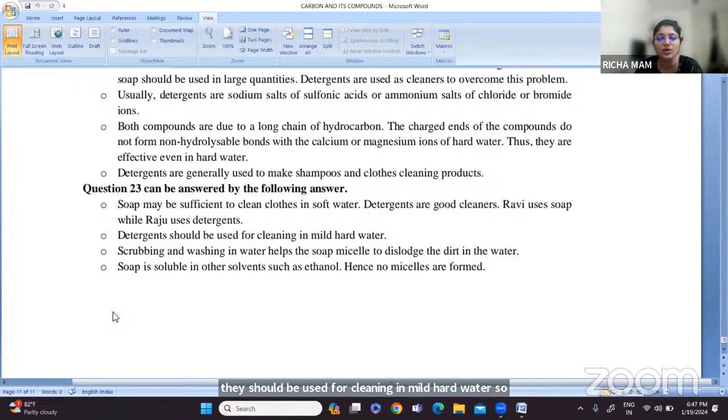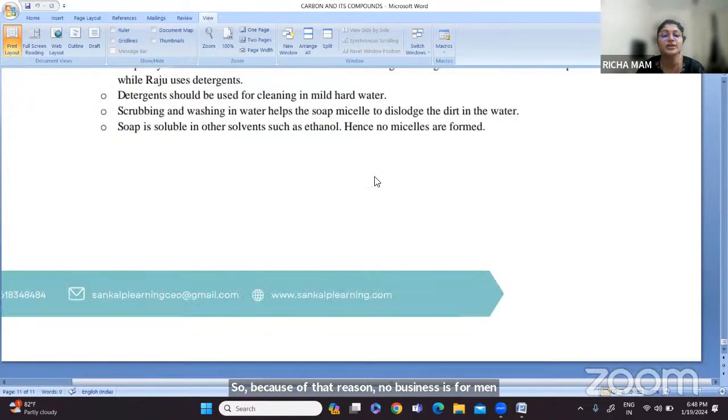Scrubbing and washing in water helps the soap micelles dislodge the dirt in water. When you wash clothes, you scrub it and wash it, and because of the micelle formation, whatever dirt is associated gets cleaned off. Soap is also soluble in other solvents, like alcohol, that is ethanol, so no micelles are formed in alcohol. So these are the points to be written.